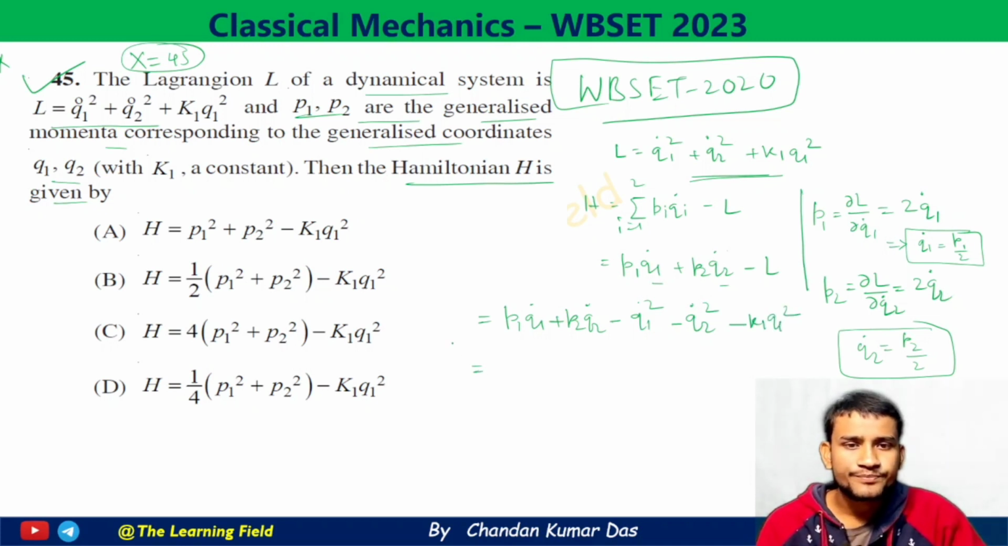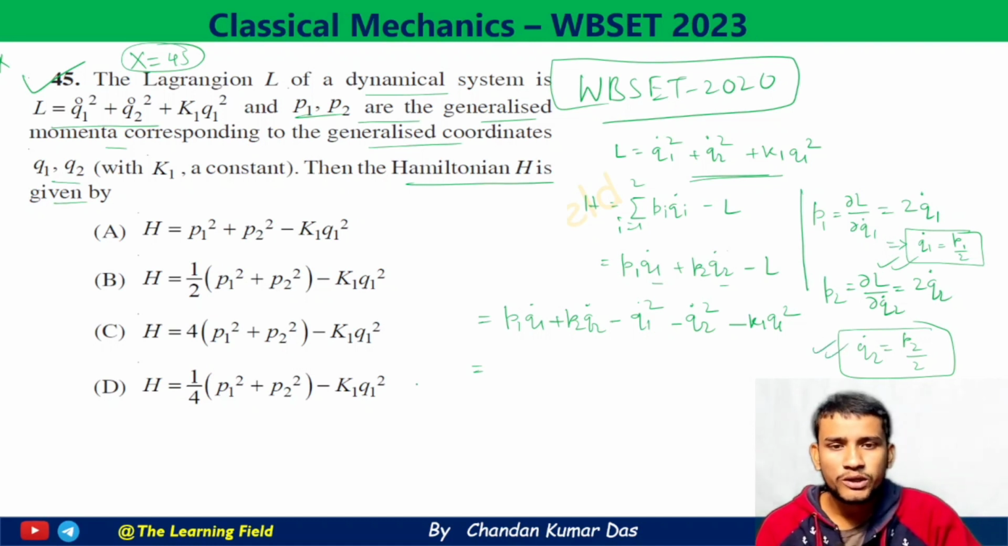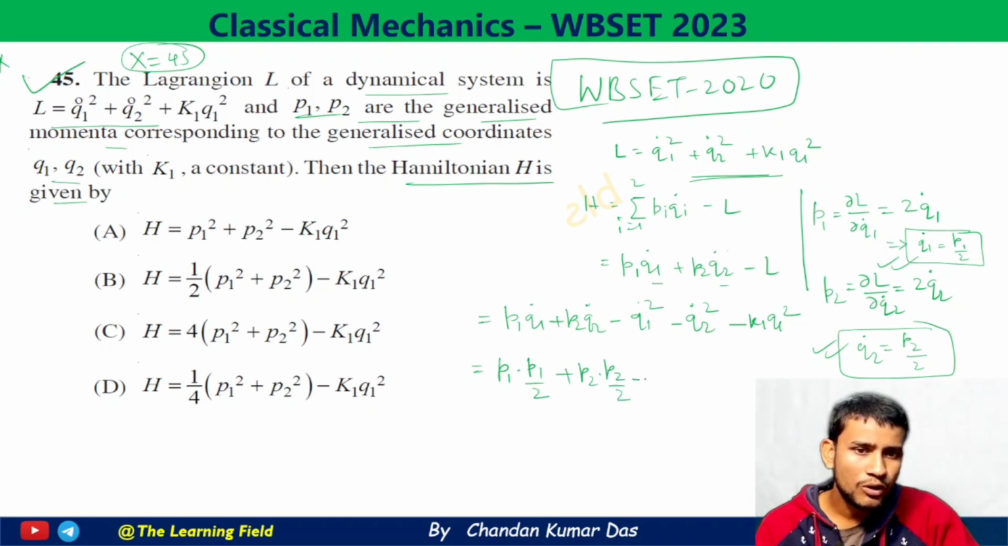Now q1 dot equal to p1 by 2 and q2 dot equal to p2 by 2. We just put the values here. So p1 into p1 by 2 plus p2 into p2 by 2 minus q1 dot square, which means p1 square by 4, minus p2 square by 4, minus q1 square.